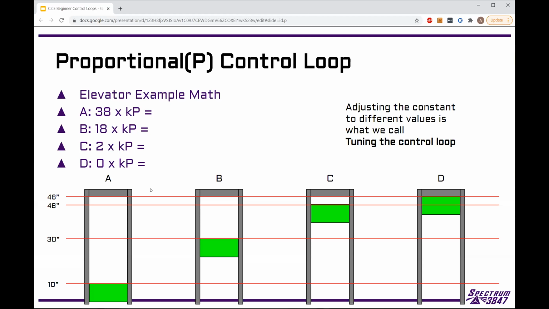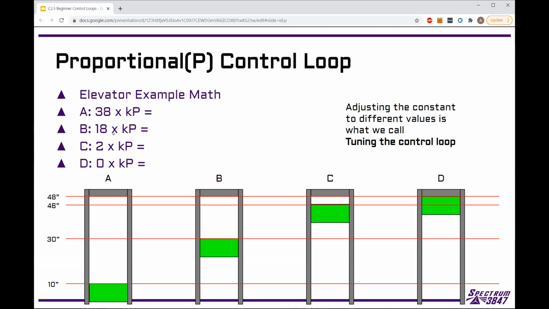A lot of it is just experimenting with it, seeing what happens if you make it a little higher, make it a little lower, what does it do? And then there are some other strategies involved in that we'll go into later. But this process of choosing this Kp is pretty important.